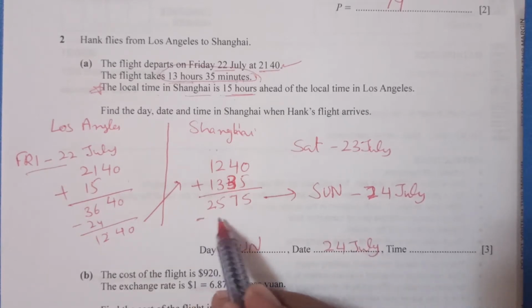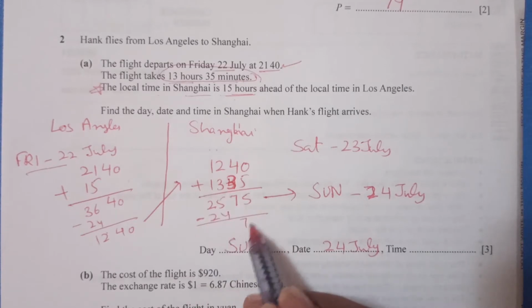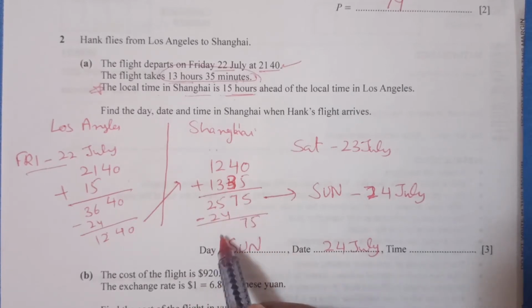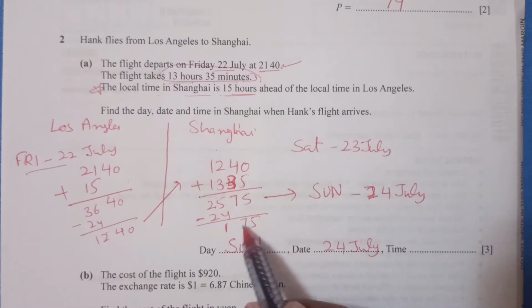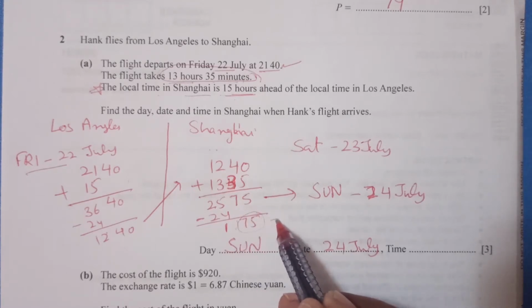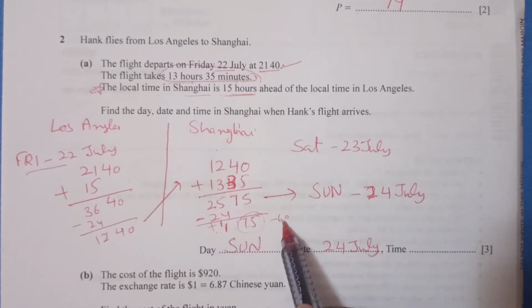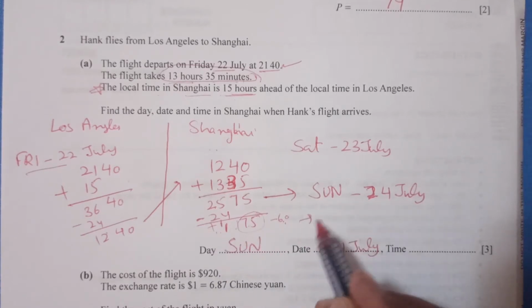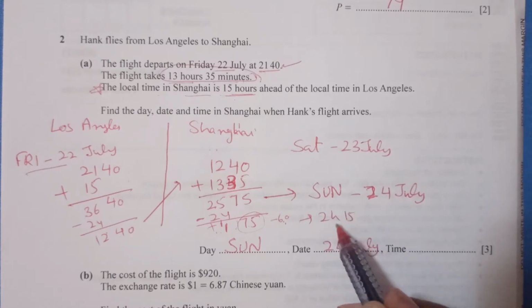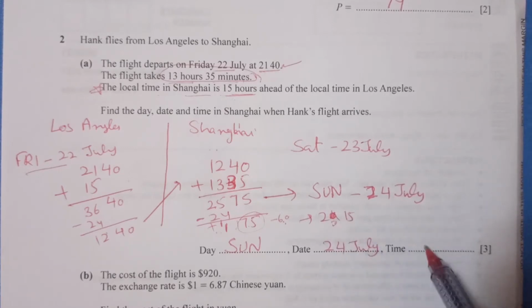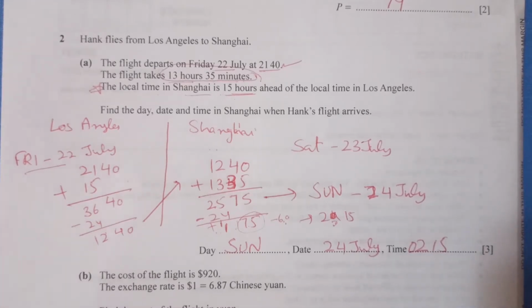Now let's see the timing. Minus 24 means you have 75 and 175. Now 175 we cannot write down because this is more than 60. So minus 60. When you minus 60, this is 1 hour. 1 hour will go here, which makes it 2 hours. 75 minus 60 is 15. So this will be 2:15. So the time is 2:15, which we can write down in the 24-hour clock.